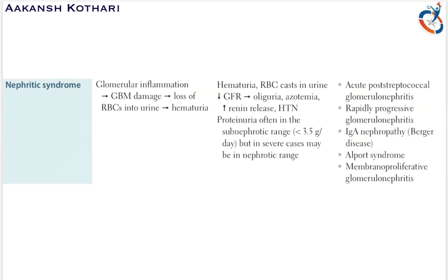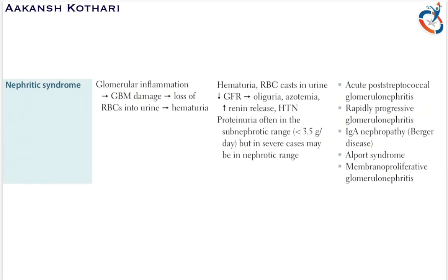In nephritic syndrome, there is glomerular inflammation which leads to glomerular basement membrane damage. Okay, due to the damage in the glomerular basement membrane, there is a loss of red blood cells, which causes hematuria. Okay, the protein lost is in the subnephrotic range, and if the protein loss increases in severe cases, it can even lead to nephrotic syndrome.